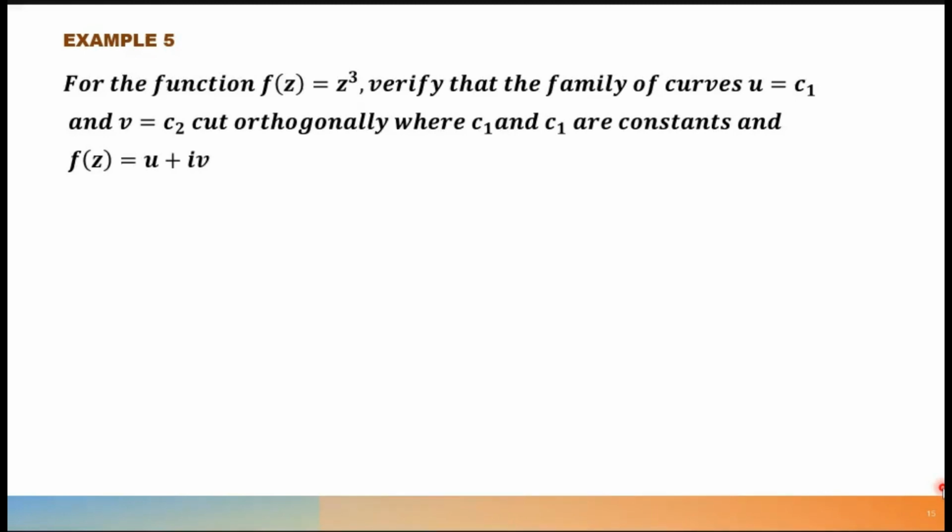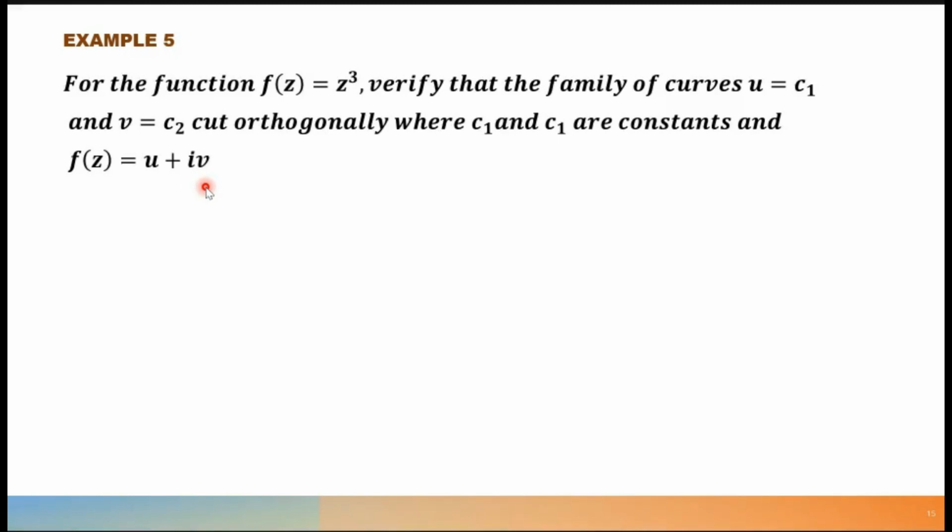For the function f of z equal to z cube, verify that u equal to c1 and v equal to c2 cut orthogonally where c1 and c2, c1 नहीं यहाँ पे c2 आ जाएगा, are constants, and f of z is equal to u plus iv. यहाँ पे फंक्शन दिया है and we have to show that those u and v are orthogonal.